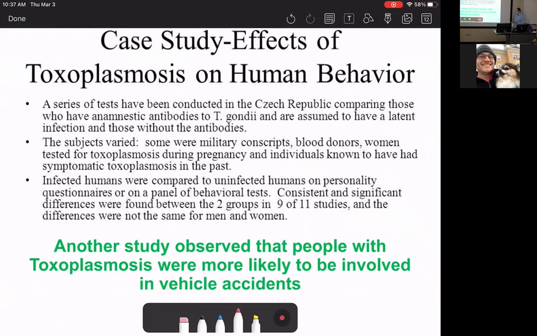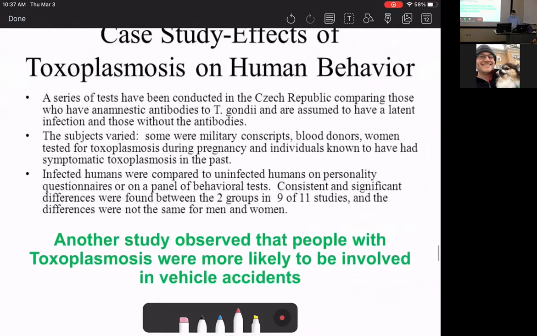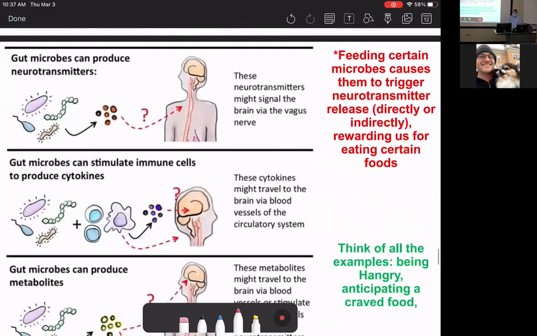Human brains, like I said, are different than mouse brains. But the observation did find that it was a more risk-taking venture towards the people that were infected with this. So given that, it's also kind of interesting, and it kind of makes sense, and we kind of know this at this point.